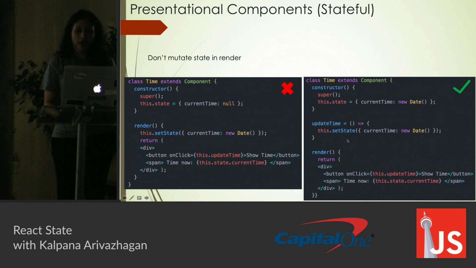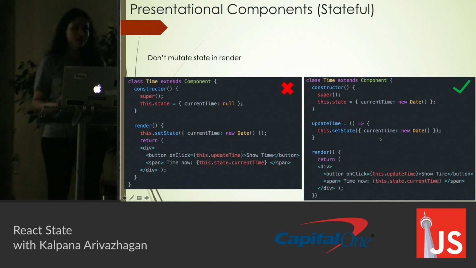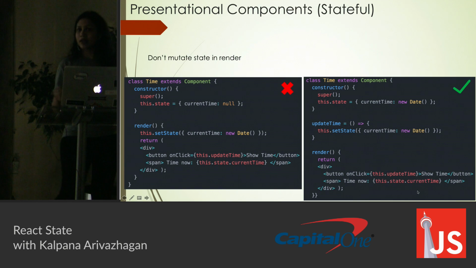And this one is going to make a call to setState, which is going to update the current time. We have gone through this exercise before, so we know that it's going to update the state, and it's going to come back to the render function. And here, we have the updated current time information available. This way, we can avoid going into an infinite loop situation.